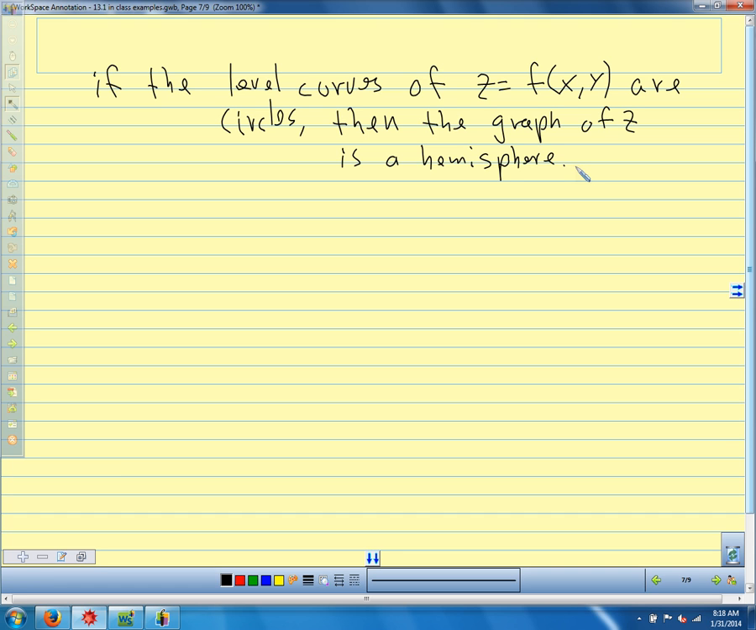The cosine one that was elliptical, but we could make it circular if we took the 2 away from the y squared. We also looked at the graph f of x y equals e to the 1 minus x squared minus y squared. The level curves of that were circles. So just because we have circles for level curves doesn't necessarily mean we have a hemisphere.